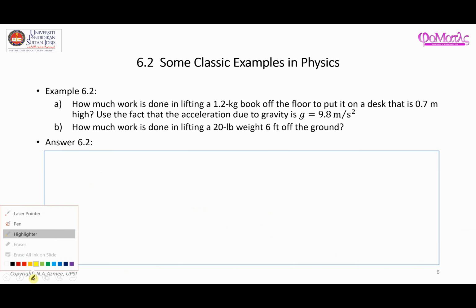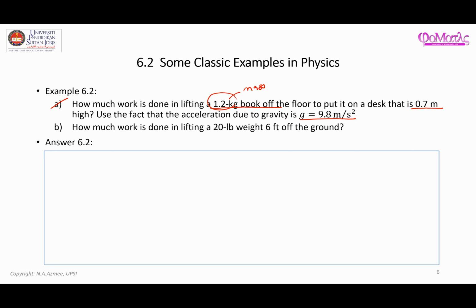Right, now we are going to look at a simple example related to what you have seen in the previous slide. This example is asking you to find how much work is done in lifting a 1.2 kilogram book off the floor to put it on a desk that is 0.7 meter high. So we are going to consider 1.2 kilograms, which is the mass, and the acceleration here is going to be gravity, which is 9.8 meter per second squared.